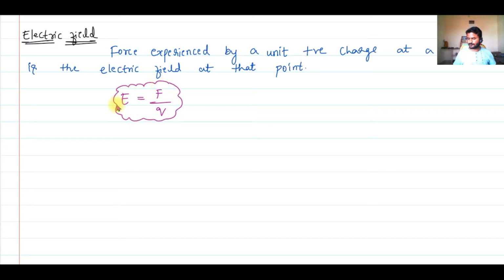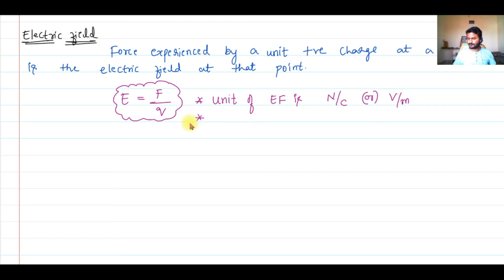And what do you think its unit is going to be? The unit of electric field is Newton per Coulomb. Unit of charge is Coulomb, unit of force is Newton, so Newton per Coulomb. There is one more unit, which is also equal to volt per meter. About volt per meter we will see in the next chapter, electric potential. But for the time being you can remember electric field's unit is Newton per Coulomb or volt per meter as well.